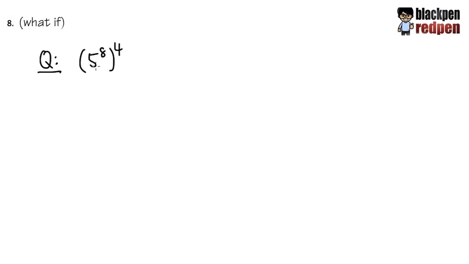Here is another rule of exponents that we need to know, and this is a very common one. When we have a parentheses, 5 to the 8th power, and then raised to another power, here we have the 4th power. How can we take care of the exponents in this case?